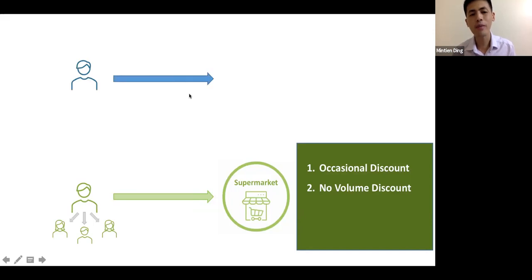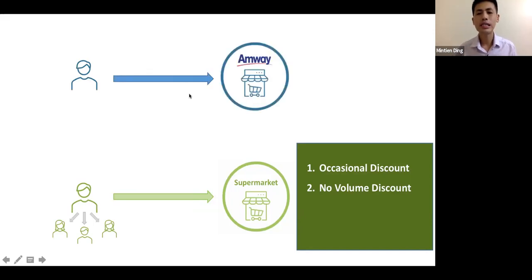If they go to the same store to make a purchase, I won't get an additional volume discount. So what happens if I buy from Amway? Similar products, different brand only. Instead of going to the supermarket or the pharmacy, I go to Amway to purchase products. What additional benefits do I get? Number one, as an Amway consumer, Amway offers me a 100% money back guarantee. For anything that I didn't like, I can return it and get a full refund. So for me, there's nothing to lose in trying the product.